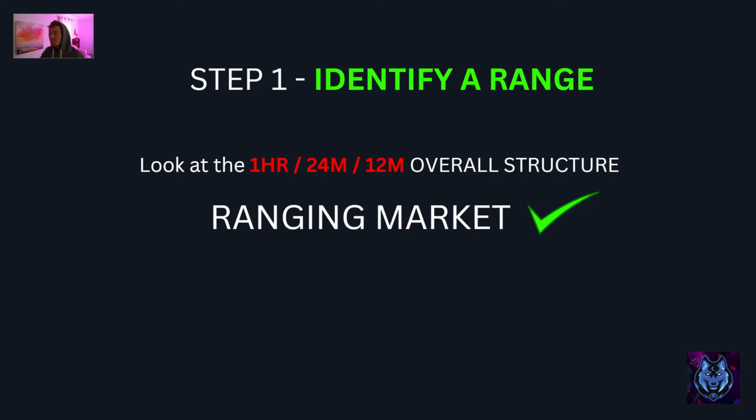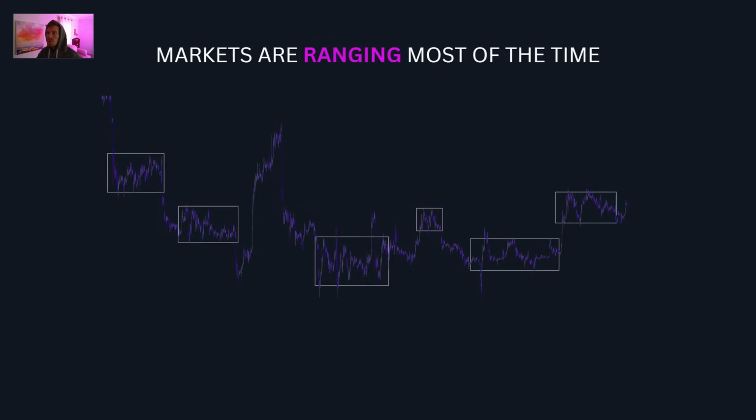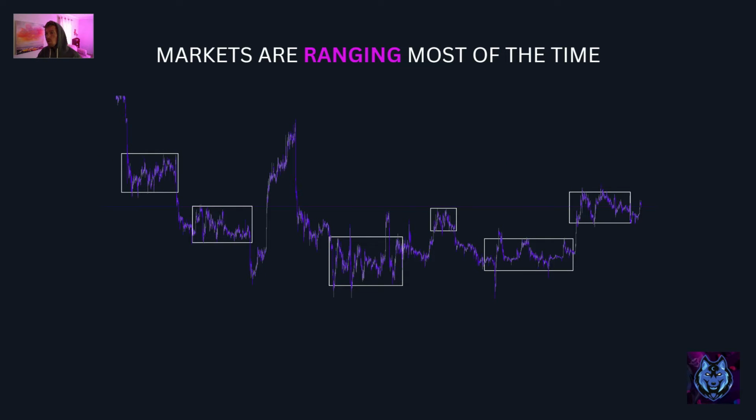Step number 1, you want to identify a range. You want to look at the 1 hour, the 24-minute, or the 12-minute to look at the overall structure, and you want to focus on ranging markets. I'll show you an example. Markets are ranging most of the time.